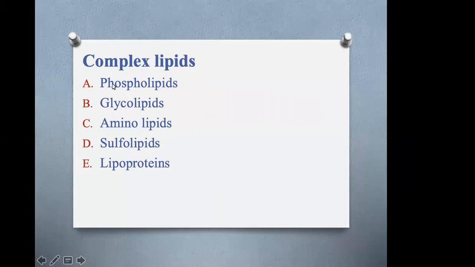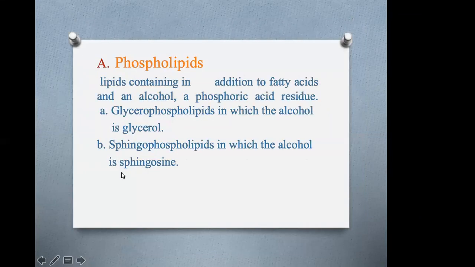Complex lipid is further classified into these five: phospholipids, glycolipids, aminolipids, sulfolipids, and lipoproteins. Phospholipids. A phospholipid contains, in addition to fatty acid and alcohol, a phosphoric acid residue. This is the difference compared to a simple lipid. Phosphoric acid is not present in simple lipid.